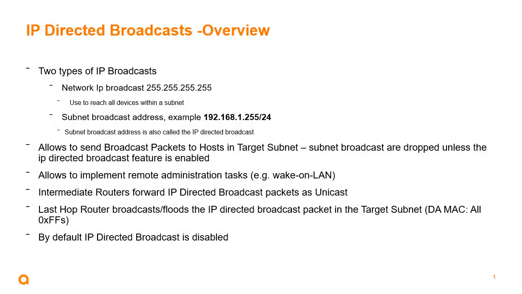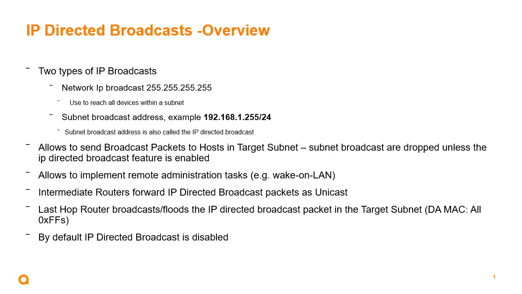A quick overview. So there are two types of broadcasts. We certainly should be familiar with the first one, the local network IP broadcast of 255.255.255.255. And this is used to reach all devices at the IP layer within a subnet. And there is also a subnet broadcast address to send broadcasts to hosts in a target subnet across a Layer 3 boundary. So by default, subnet broadcasts are dropped.